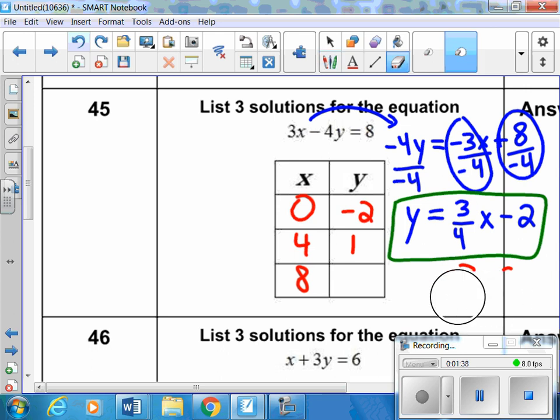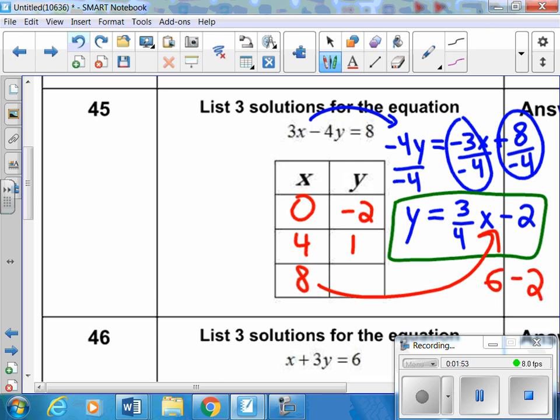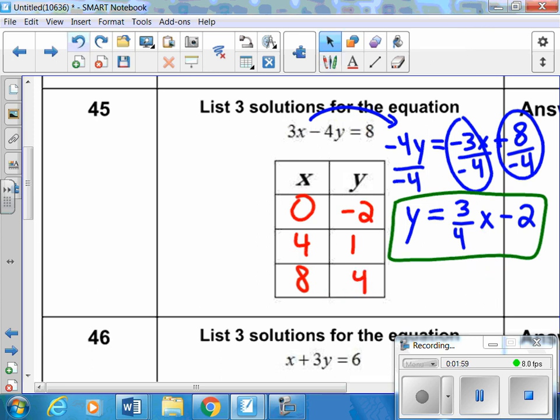Last number we'll plug in is 8. 8 times 3 is 24. 24 divided by 4 is 6. And so then from there, we'll take 6 minus the 2, which is 4. So we should have a table completed.